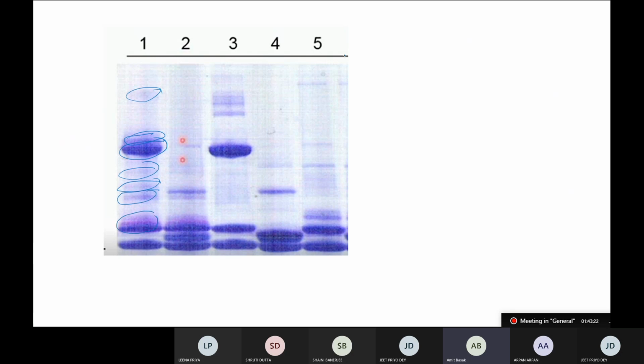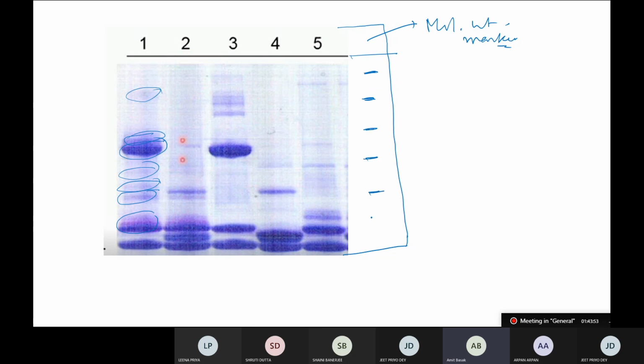What is not present here is another lane where you add the molecular weight marker. A molecular weight marker is a mixture of different proteins with known molecular weights, supplied by the company. You know that it will give different bands, and the company will tell you the molecular weight of all these bands.